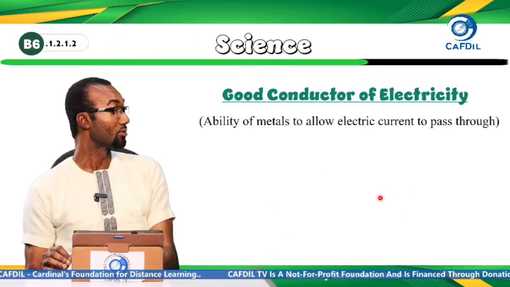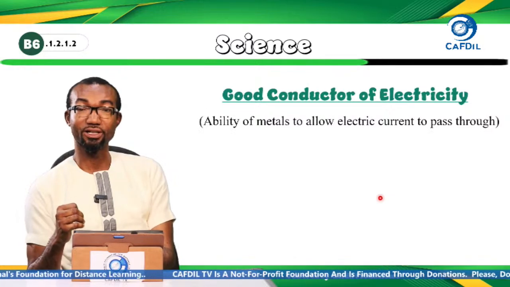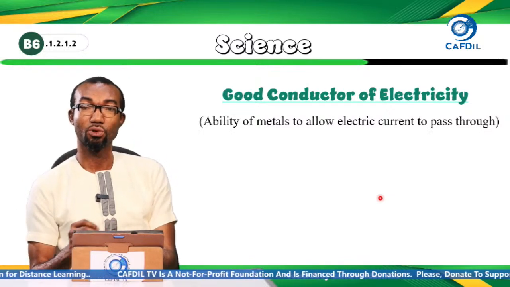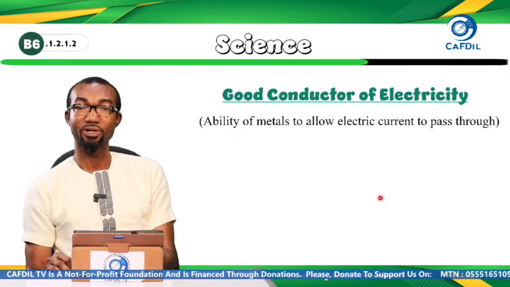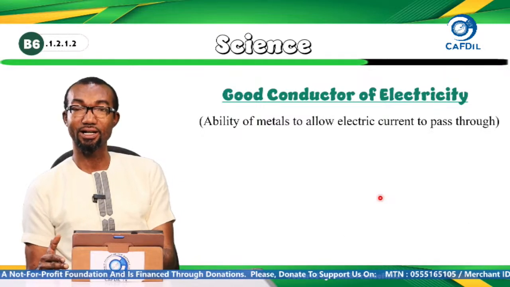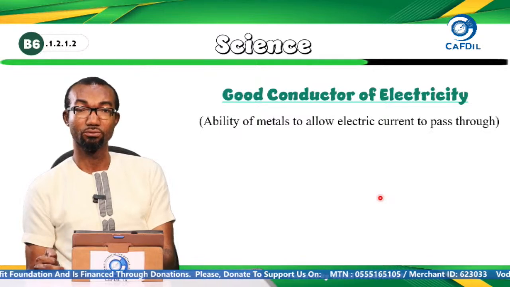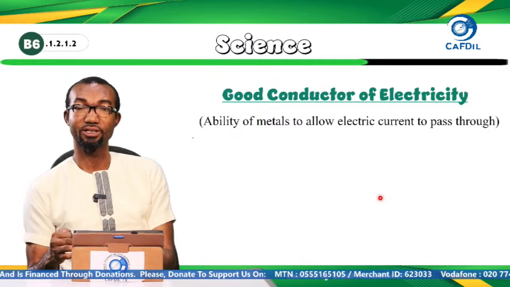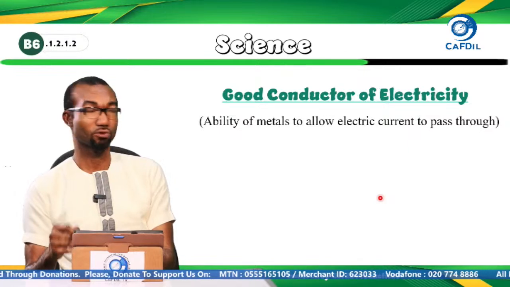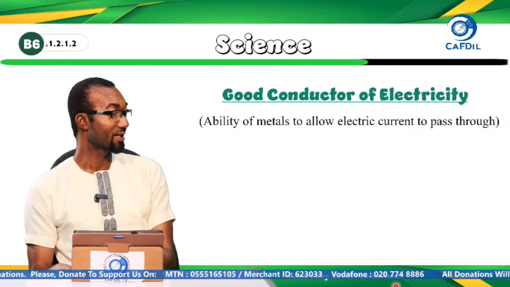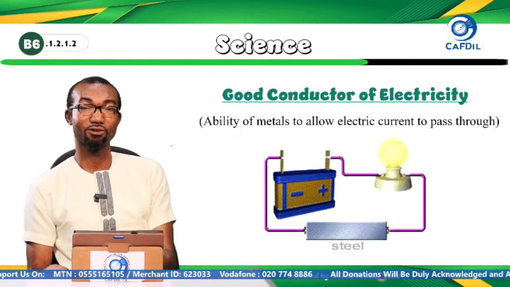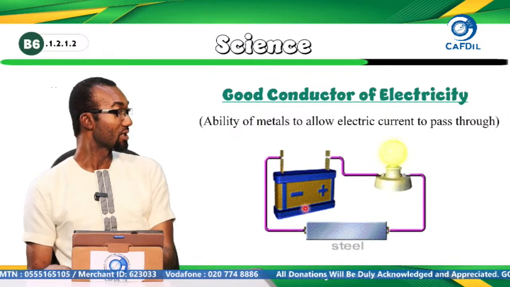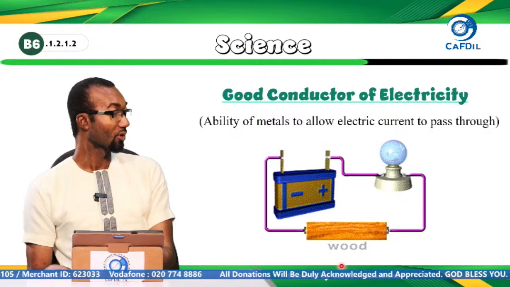Now let's get to good conductor of electricity. Good conductor of electricity means the ability of metals to allow electric currents to pass through. So if electric currents can pass through a metal, what can we use that metal for? We can use it for so many things.